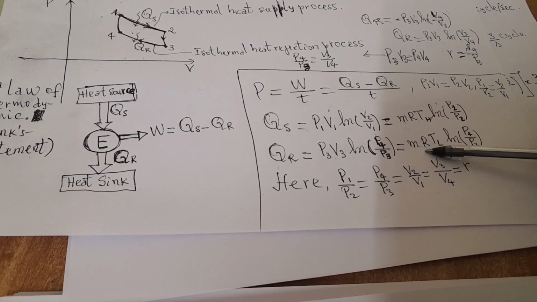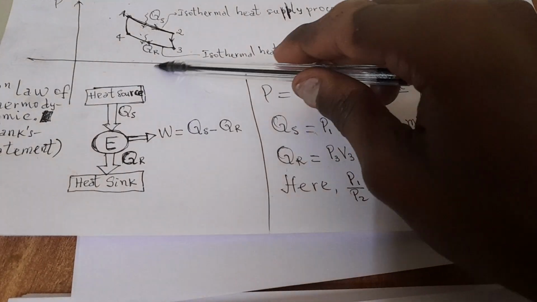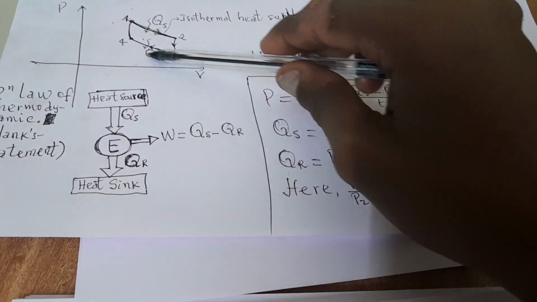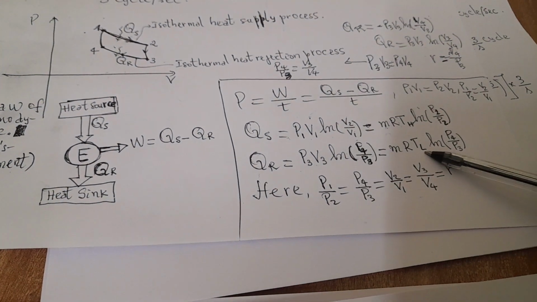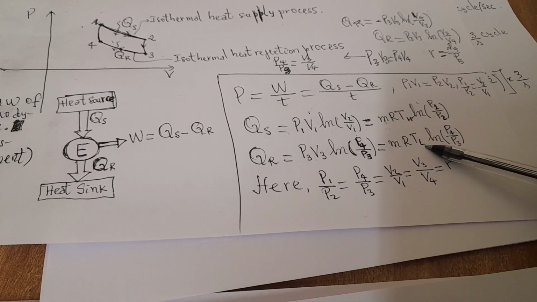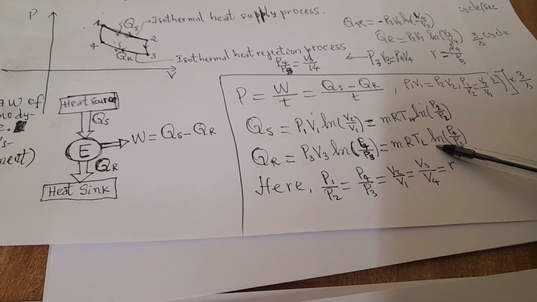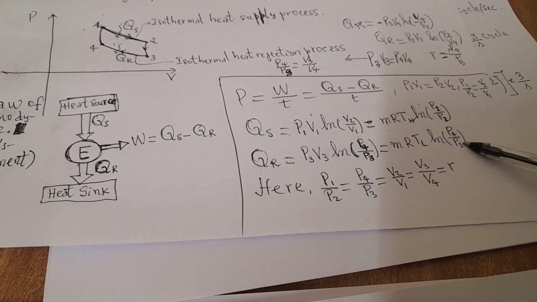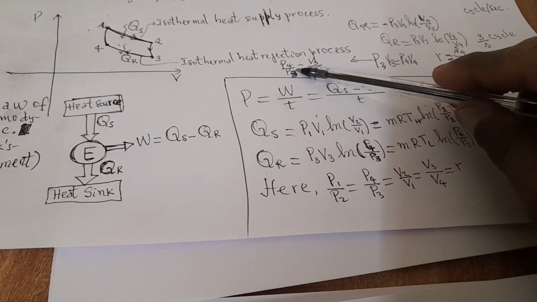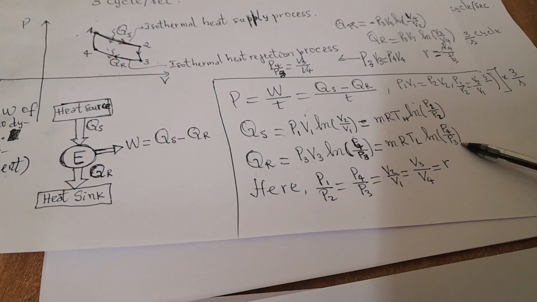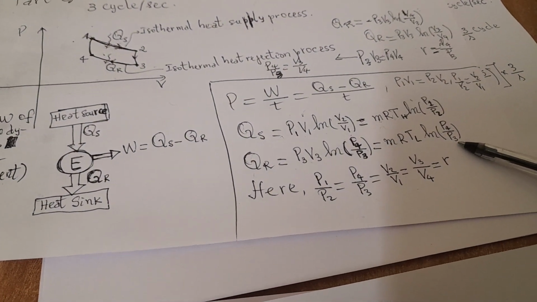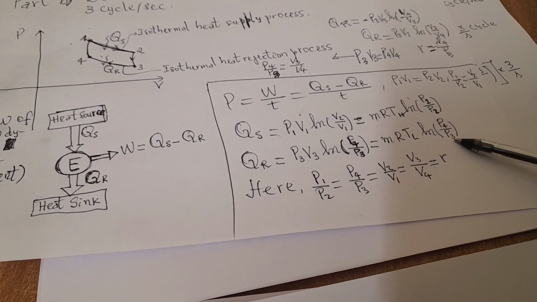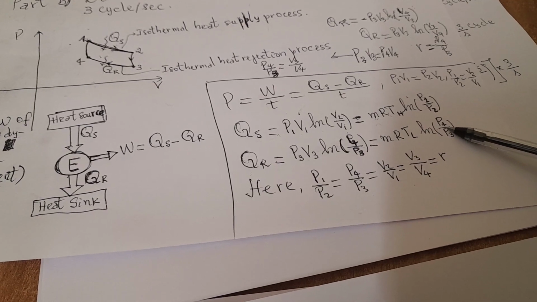We know it is MRT. But from 3 to 4, the temperature is the lowest temperature, and we know the lowest temperature is T_L. So MRT_L ln of the compression ratio, P4 upon P3. We got this from here. Why am I expressing it with pressure and not volume? Because I have pressure, I do not have volume.